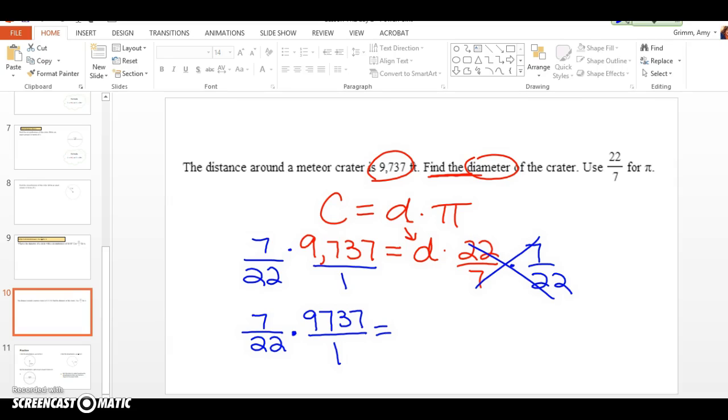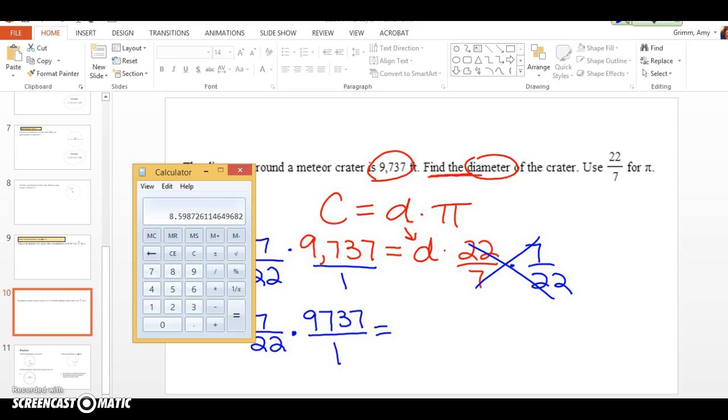Just straight on multiply across, right? And we have a calculator. So with a calculator, it's no big deal. All right. So I'm going to grab my calculator and I'm going to say, okay, this time I have 9,737 times 7. Okay, it's a big number, but we have a calculator. So 68,159 over 22. Okay, so is everybody still with me? That's all I've done.